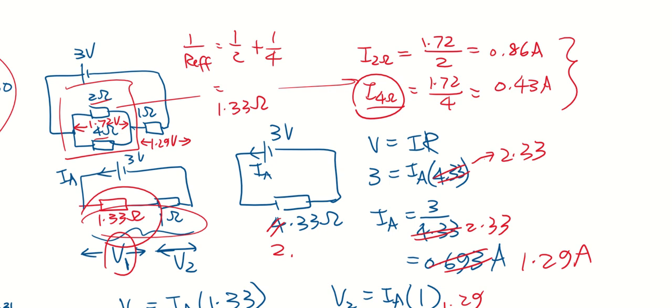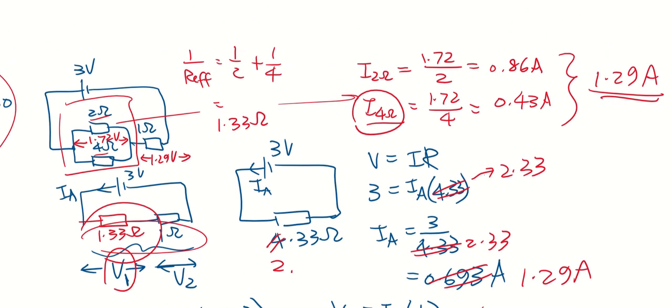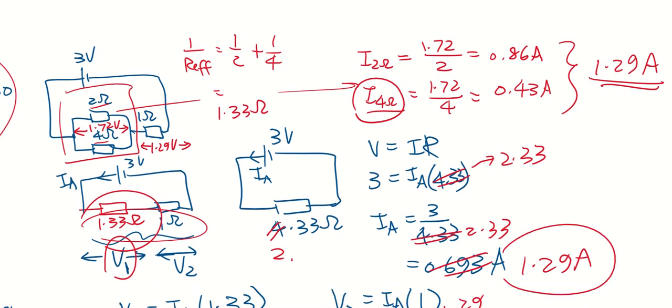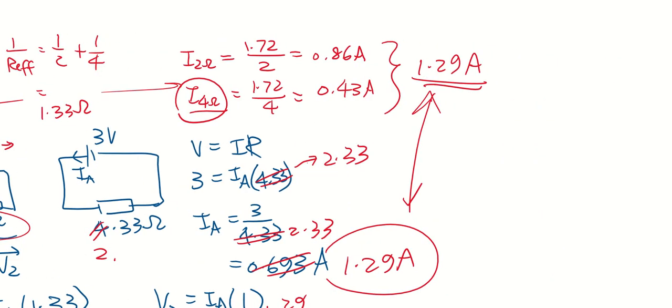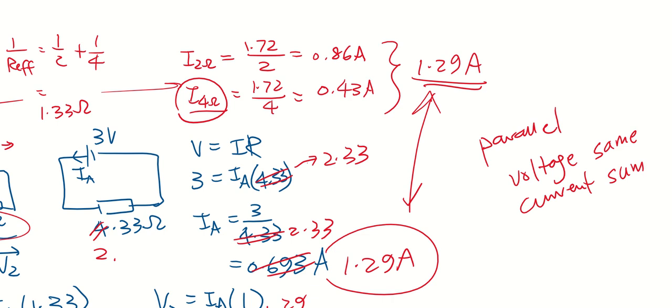Okay, now if you were to add them up, 0.86 plus 0.43, you'll get back 1.29 ampere, which is the current in the main branch. The current in the main branch, remember, is 1.29 ampere. So everything tallies. You need to know when you're dealing with parallel resistors, the voltage is the same, the current is sum. When dealing with series, the voltage is sum, the current is same.